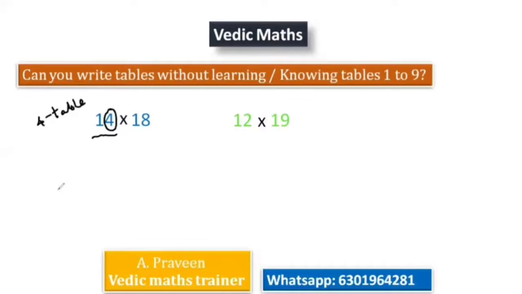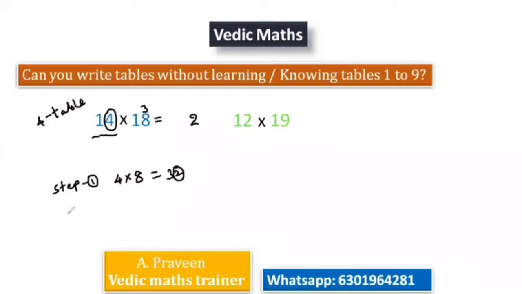Step 1 is the units place digit multiplication. That is 4 times 8, which is 32. Here, what I got is 2 in the units place, so that I will take into the answer format. Then the remaining will be taken as carry.